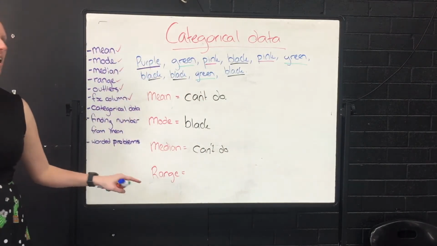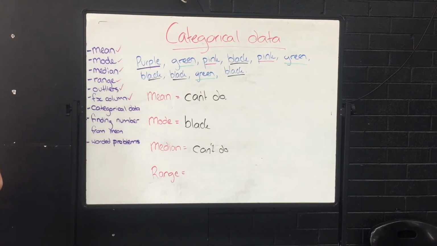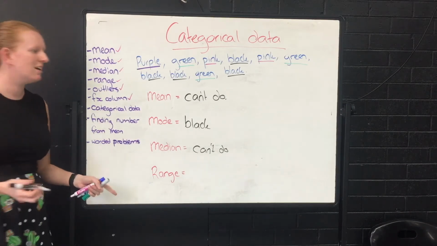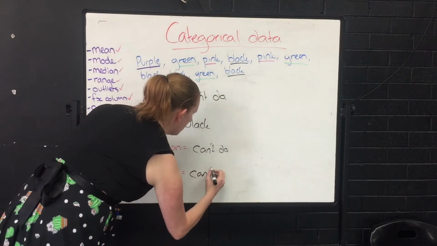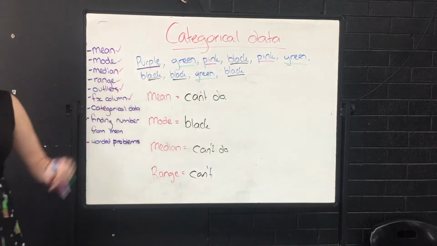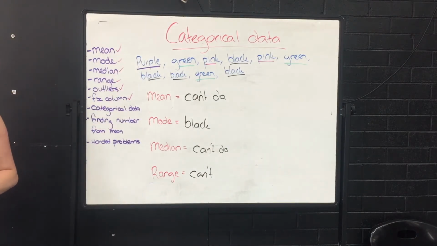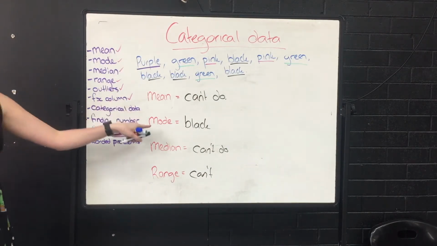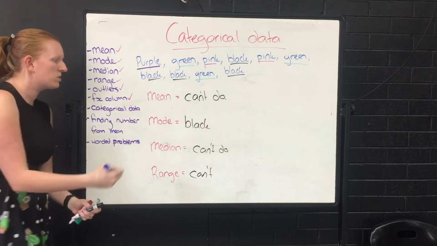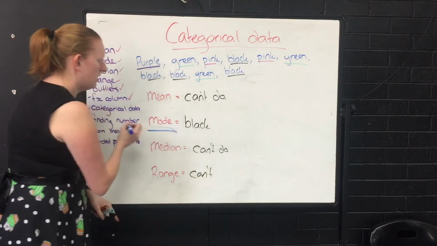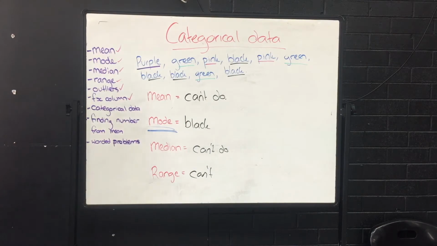And can I subtract the biggest minus the smallest? No, I can't. So when it comes to categorical data, there's only one thing I can do with it. I can only find the mode. That's all I can do. The others, it's not possible because it's not numbers, they're words.